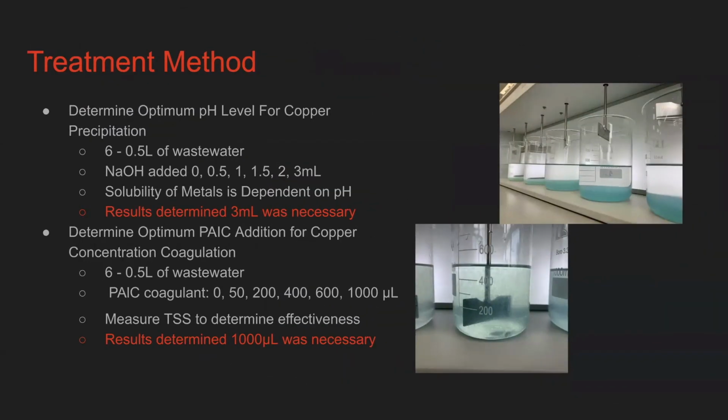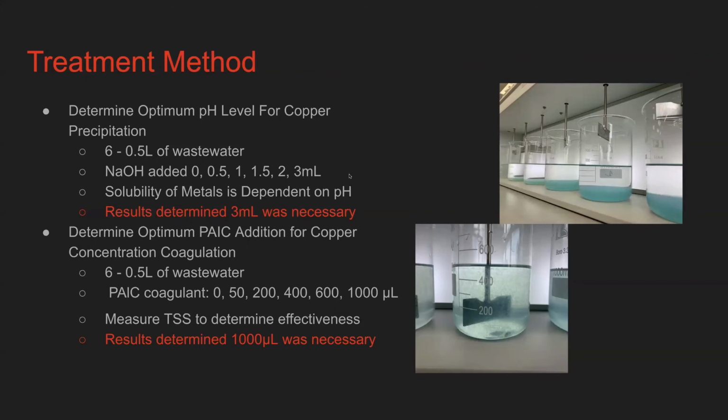Our treatment method was to find the optimal pH level for copper and produce a precipitate. We did this by adding a sodium hydroxide solution of 0, 0.5, 1, 1.5, 2, and 3 milliliters to the beakers in the picture on the right. We found that the best solution was adding 3 milliliters of sodium hydroxide, which produced the most precipitate. As you can see in the pictures to the right, the precipitate is the blue matter that forms at the bottom, which was mainly copper.